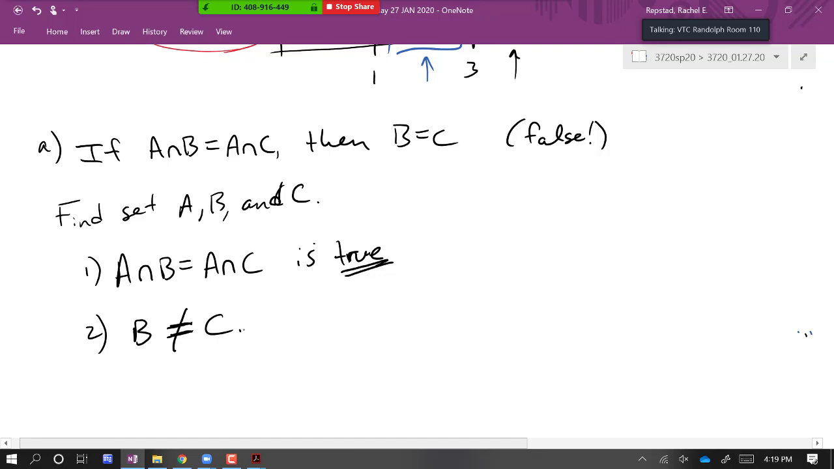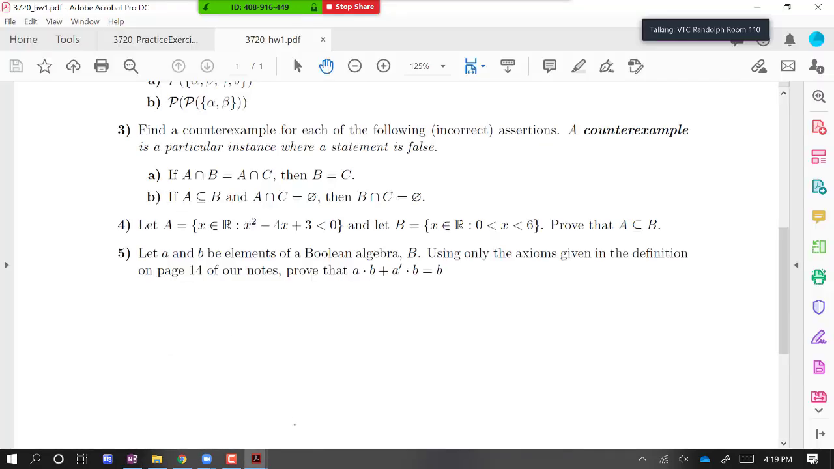And the same with part B. You want to find sets for A, B, and C where the if part is true, where A is contained in B and A intersect C is empty, but the then part is false. So in this case, for part B, you want to make sure that the intersection of B and C is not empty, that they have something in common.